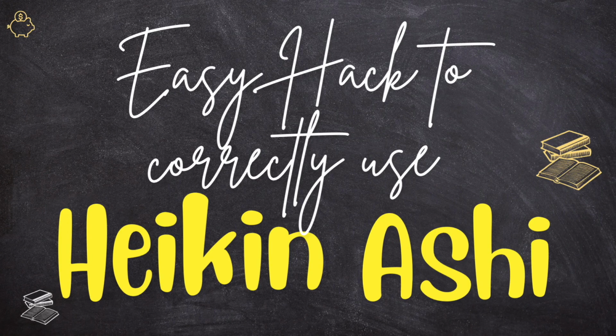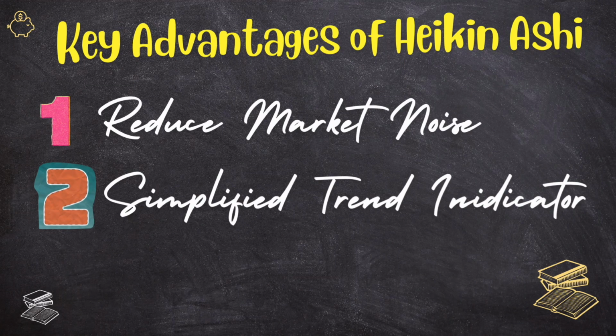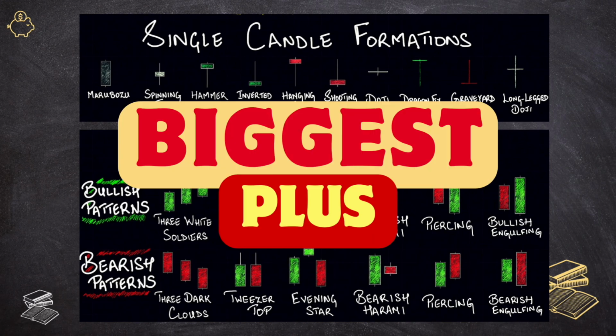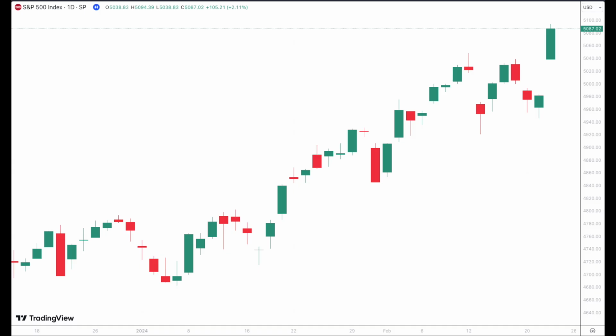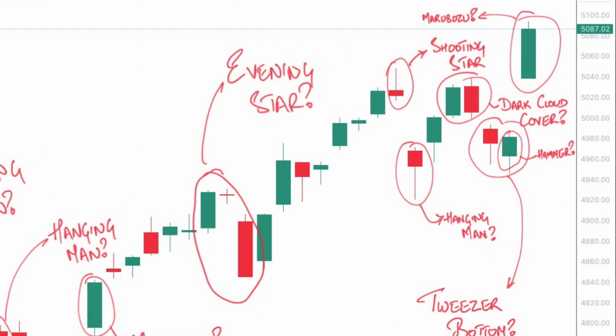Heikin Ashi is popular for being easy to use and represents a whole heap of advantages, especially for people who are new to trading. And the notion of not having to learn the price action patterns is itself a big plus, because it's not easy to recognize these patterns when the market is in full swing.